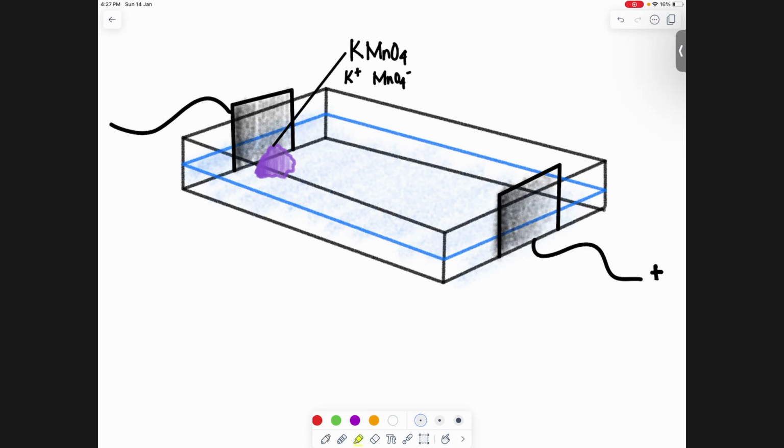Yeah, it's not the potassium. Potassium in a flame test is purple. No, potassium is actually colorless. Okay, so what you do is, the manganate ion, the minus ion here, has what color? Purple.